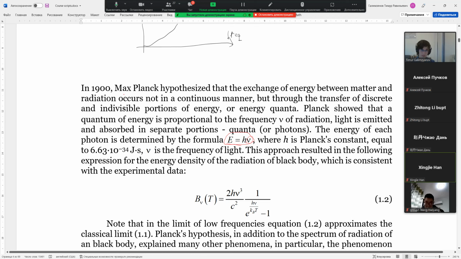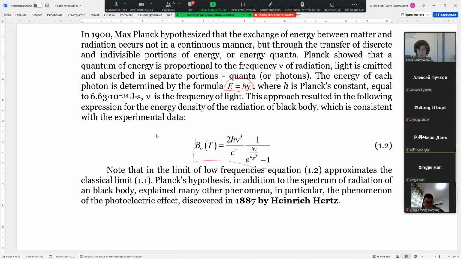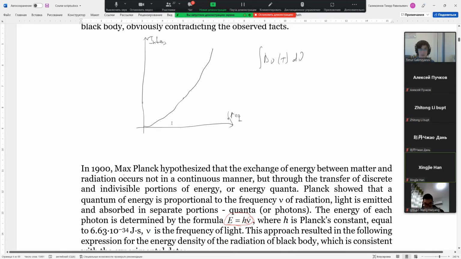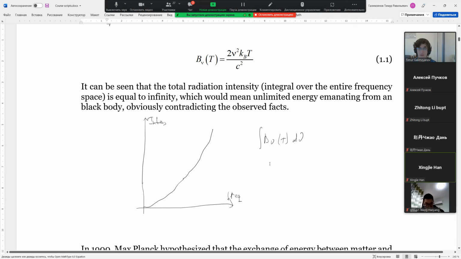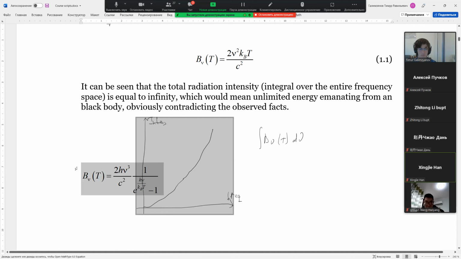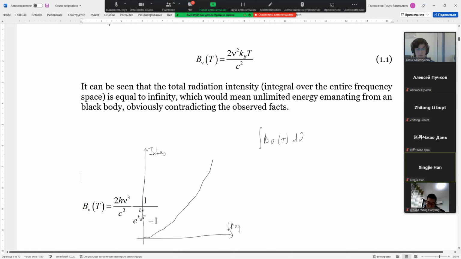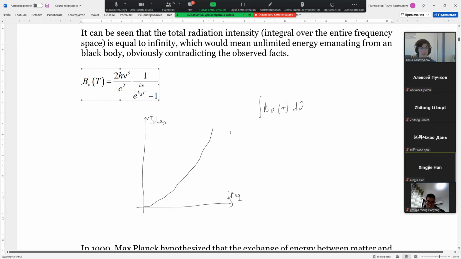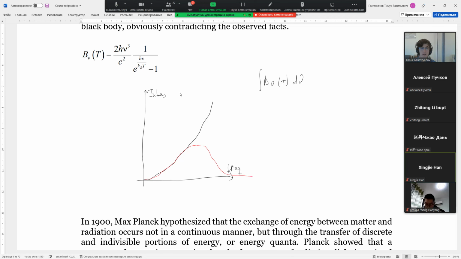And this assumption led to the following equation for the light intensity. And if we draw this function, we will see that it coincides with this equation for some time, but at high frequencies it drops, and it has some maximum.